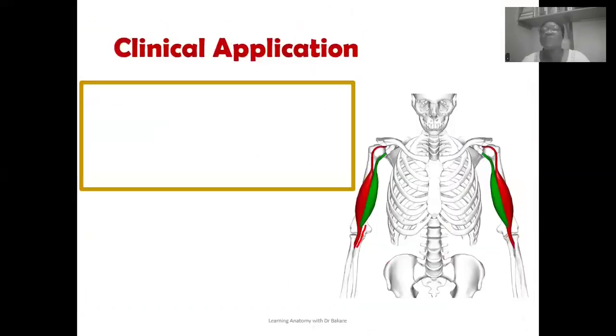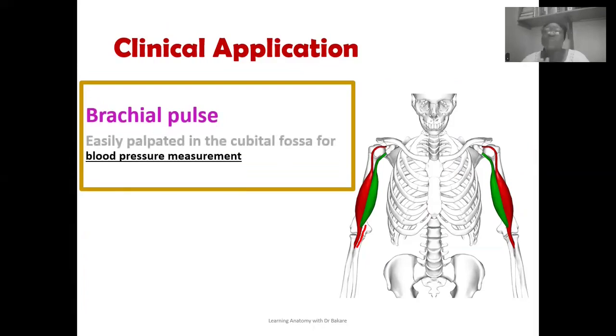So now let's move to clinical anatomy, and we would be looking at the brachial pulse. Brachial pulse is as a result of the superficial placement of the brachial artery within the cubital fossa. Don't forget we already highlighted how this artery is positioned, and this can be used for blood pressure measurement.